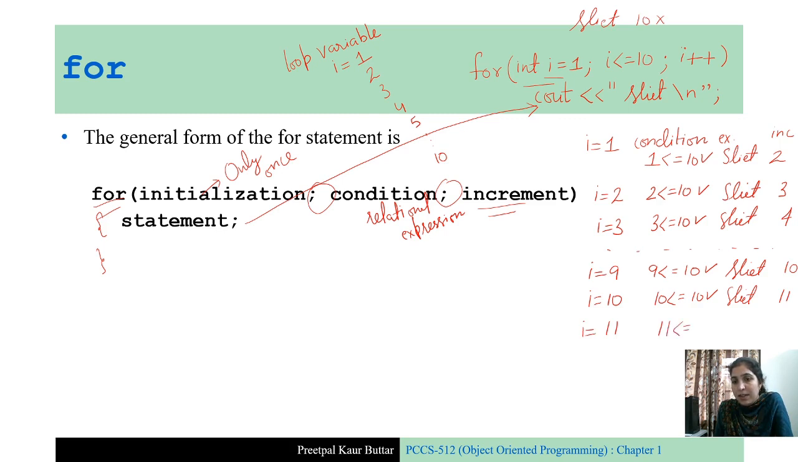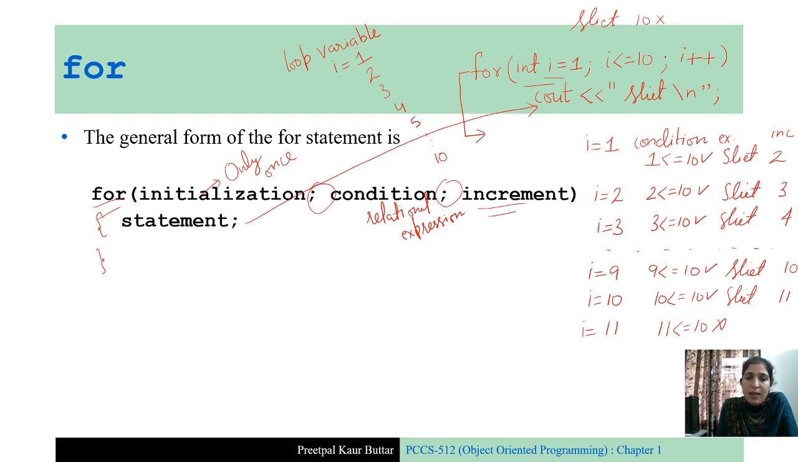When we check, the condition is now false. 11 is not less than equal to 10. So the condition is false. Then what will happen? The for loop will stop here. Instead of executing the statement under the for loop, the control will move out of the for loop to the statement which is written next to this loop. Okay, so this is how the for loop works.